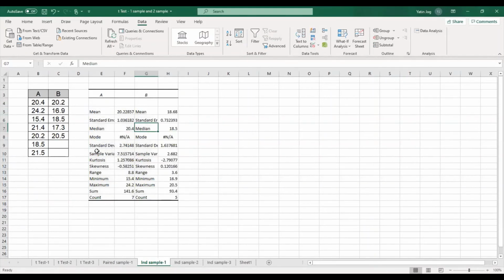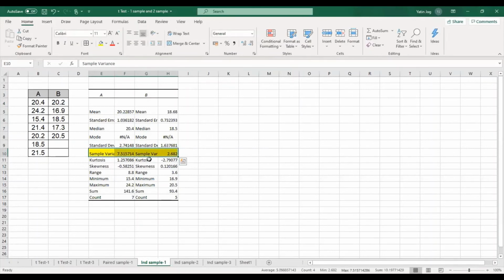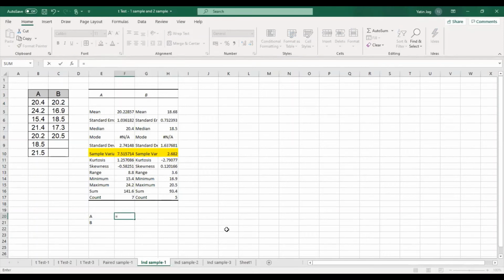What I am interested in is variance. This is what I am interested in. So the variance of A is 7.515 and the variance of B is 2.682. There is another method to calculate variance. To calculate the variance of A and of B, I can use the direct formula equal to VAR, bracket, select all the values of A, and that will give me the same value, 7.5, as given in the descriptive statistics. And for B, I can directly use the formula VAR, bracket, all the values of B, bracket complete, and that is 2.682. So these are the two methods to calculate variance in Excel.